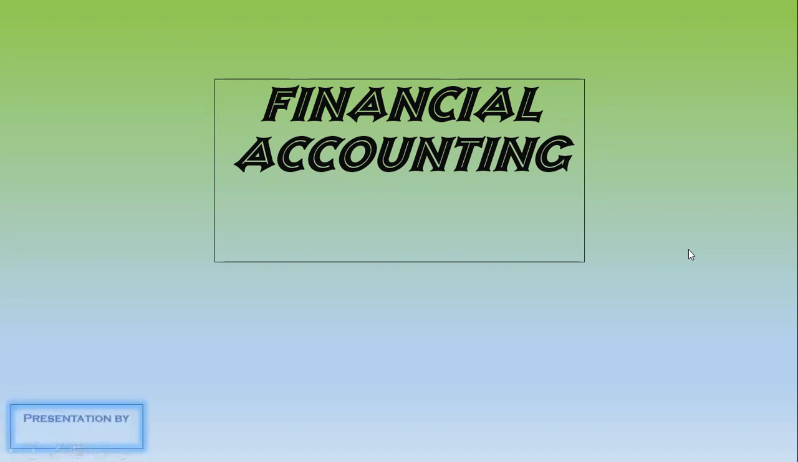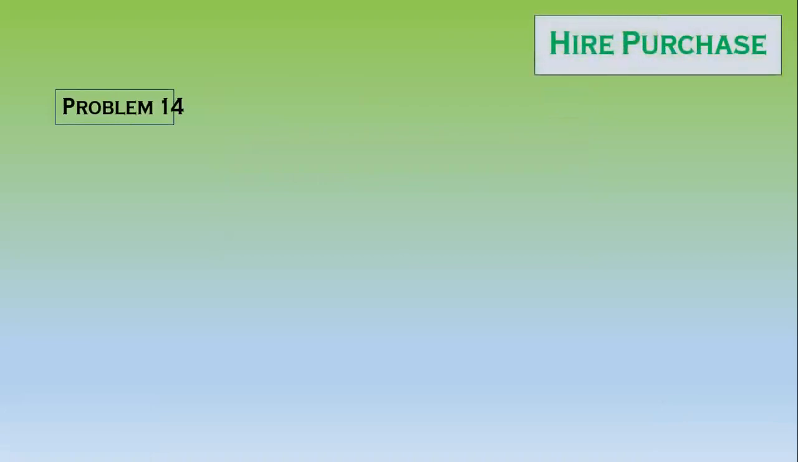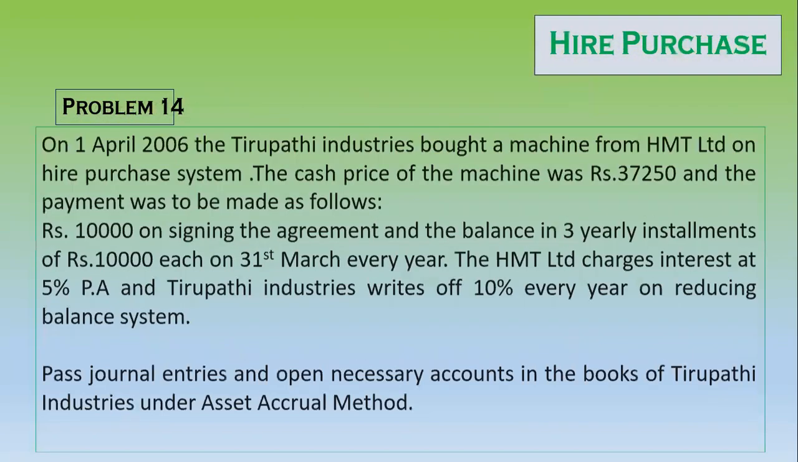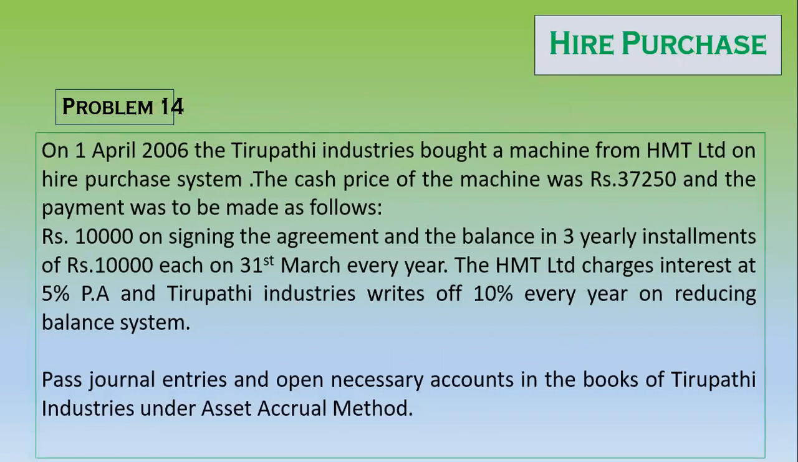So today we'll discuss one more problem. The question number is 14. Here the question is, on 1st April 2006, the Tirupati Industries bought a machine from HMT Limited on hire purchase system. The cash price of the machine was rupees 37,250 and the payment was to be made as follows.